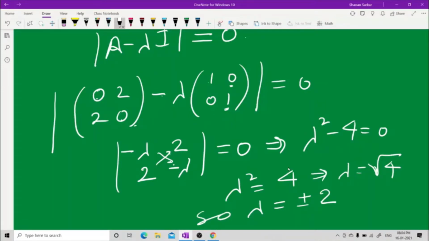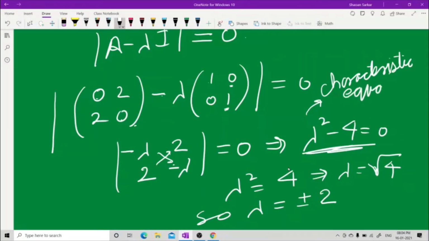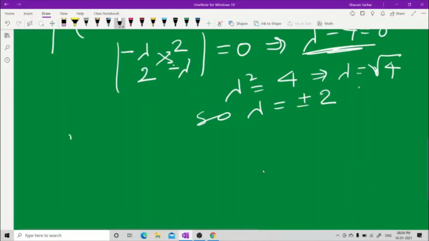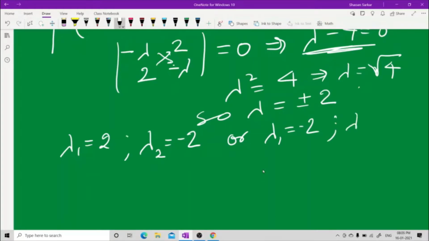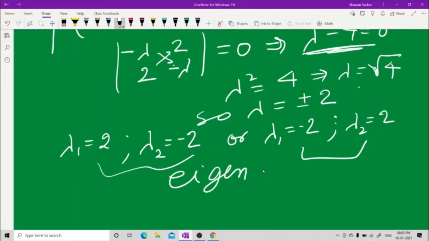This equation is the characteristic equation. And there are two values for lambda, plus 2 and minus 2. So write lambda 1 is 2 and lambda 2 is minus 2. You may also write lambda 1 as minus 2 and lambda 2 as plus 2. It doesn't matter which one you take as plus 2 or minus 2. These are the eigenvalues. Later on, I'll talk about the vectors.